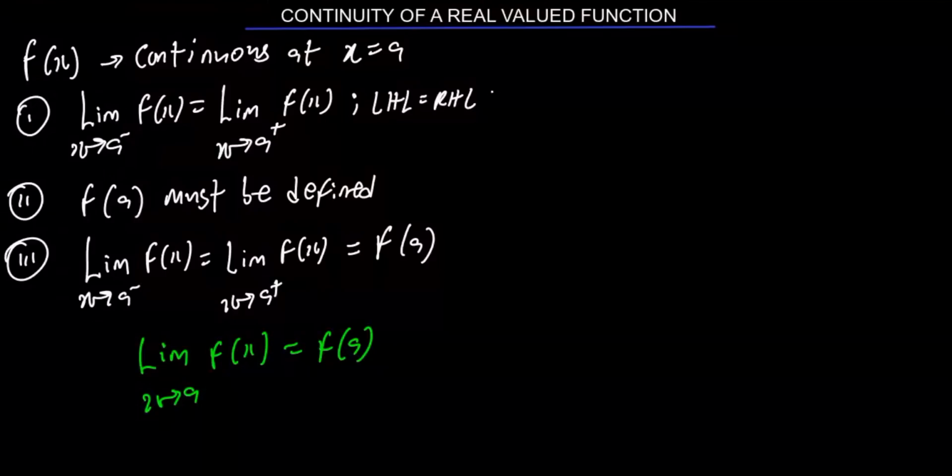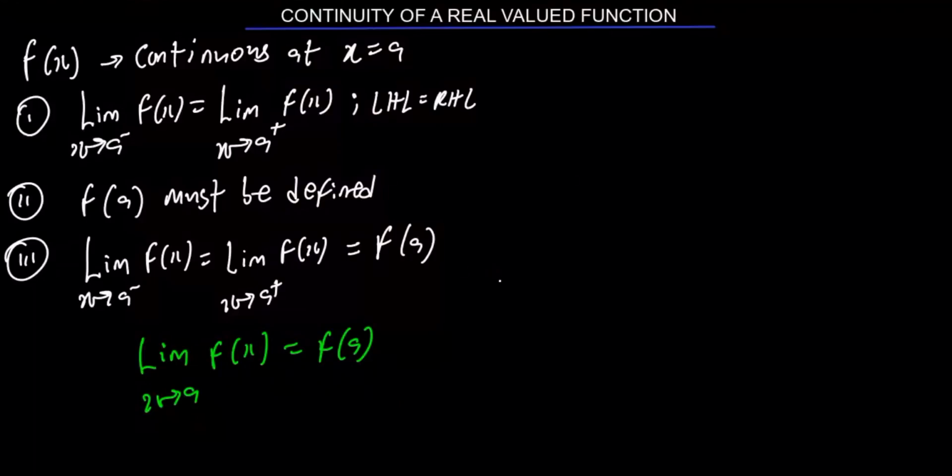The first one, left hand limit must be equal to right hand limit. The second one is that f of a must be defined or must exist. And also the limit must be equal to the value f of a. That is, the limit of the function as x approaches a must be equal to the value of the function at x equal to a. If this is satisfied, then the function is said to be continuous.